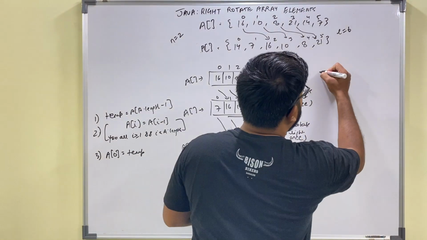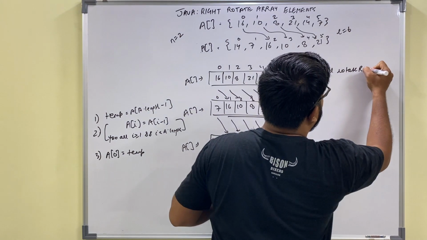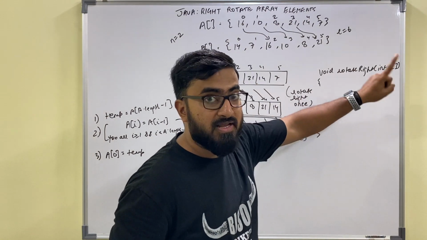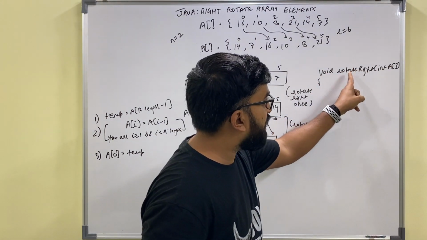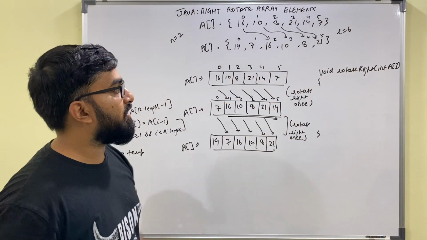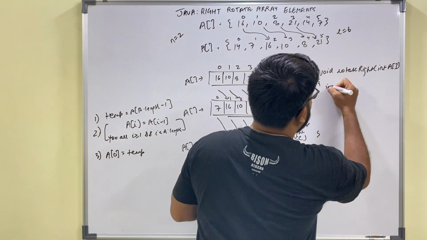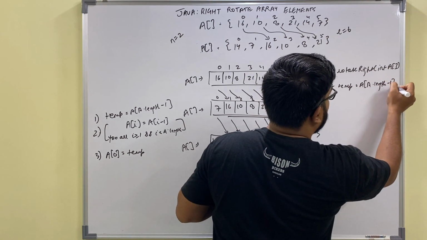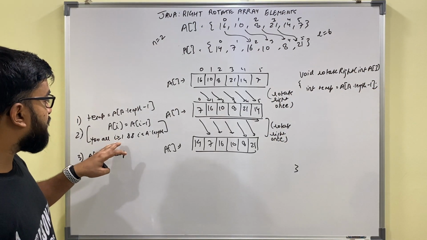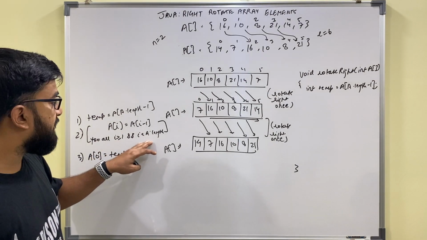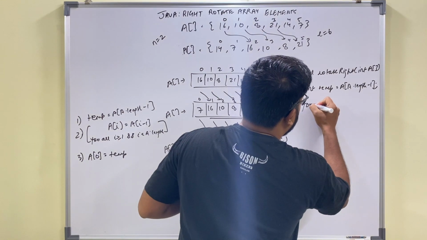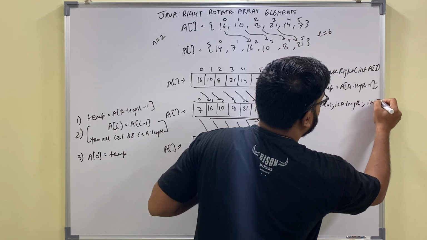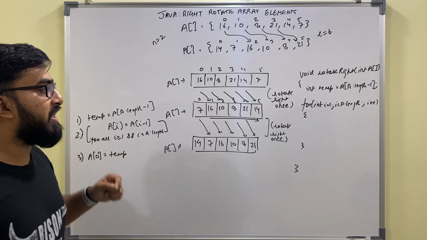So I'm going to say void rotateRight takes an array A. This function is going to rotate this array in place one step right, and then I'm going to call this function n times to do n right rotations. The first step is to save the last value, so I say int temp is A[A.length - 1]. Then we do this for all values of i greater than or equal to 1 and less than the length, till the last index. So I do for int i equal to 1, i less than A.length, i++, and then we do A[i] equal to A[i-1].